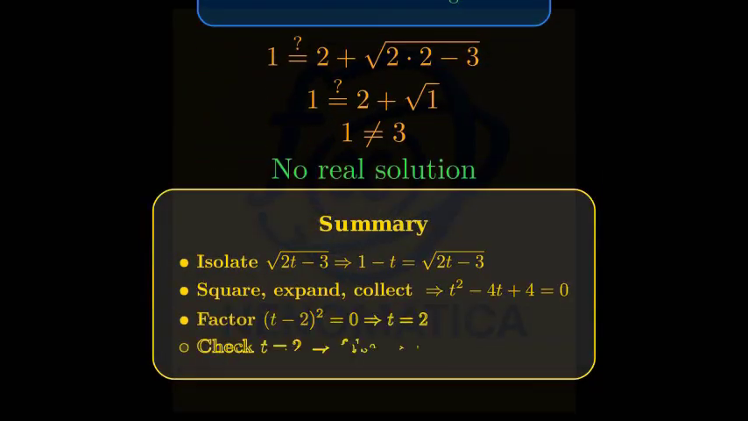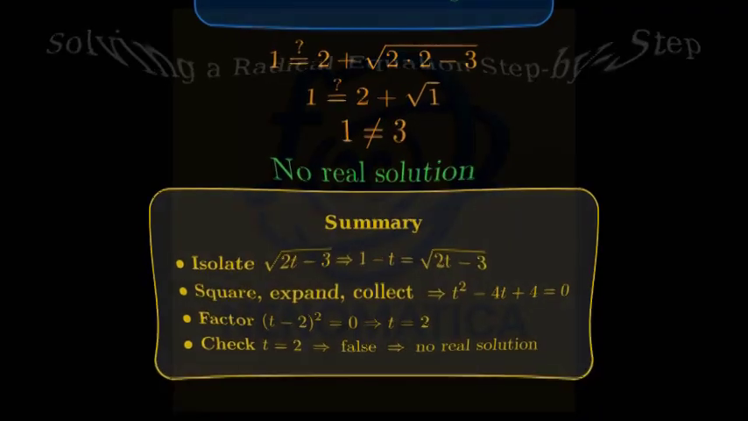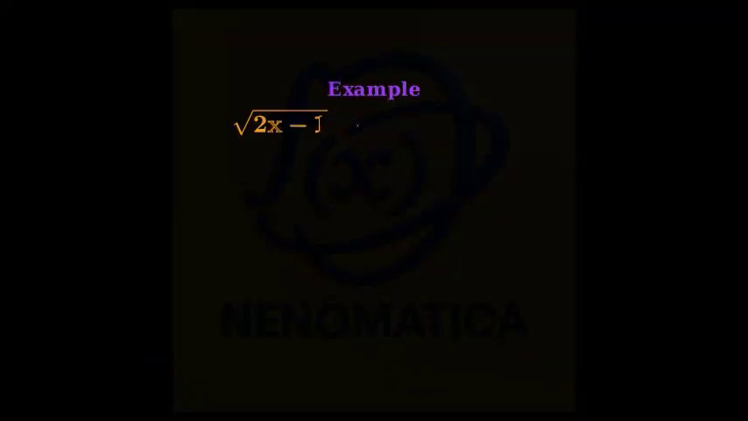Summary. We isolated the root, squared both sides, expanded, collected terms into a quadratic, factored to get a candidate t equals 2, and finally rejected it as extraneous after checking the original equation. Here is the example we will solve.